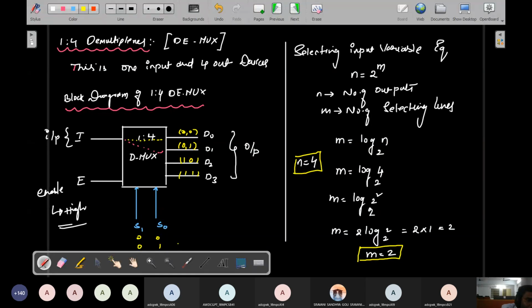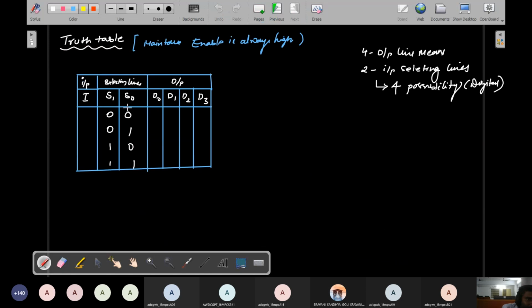If you consider 1 0, it means S1 is 1 and S0 is 0. This possibility is present at the D2 terminal, so that's why your input is selecting the third possibility. Okay, so I use this in the diagram. If both S1 and S0 are 0, then only D0 selects the input I, and the remaining ones are all 0 0 0, because the D1, D2, D3 terminals all go to 0 level.